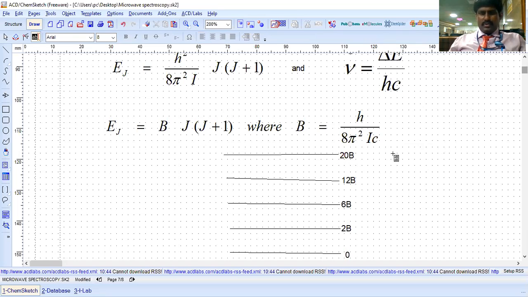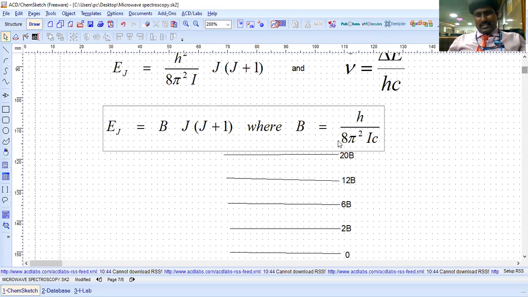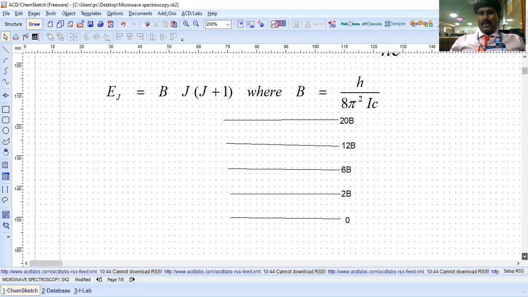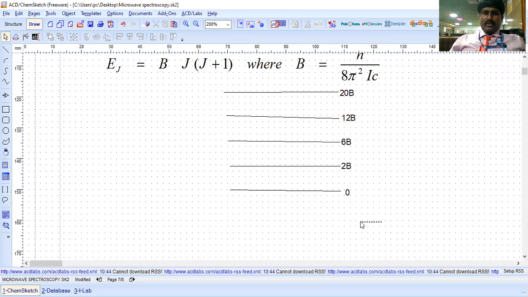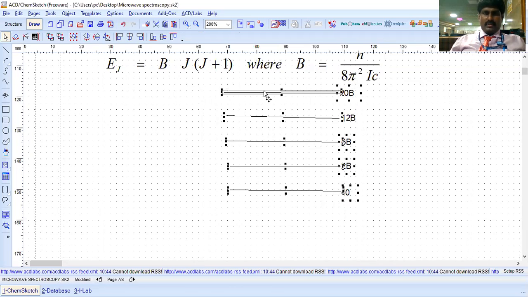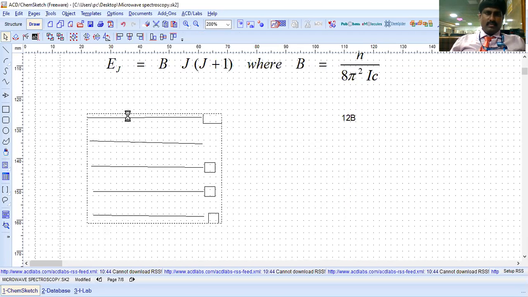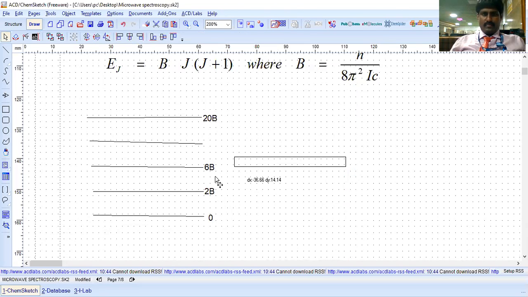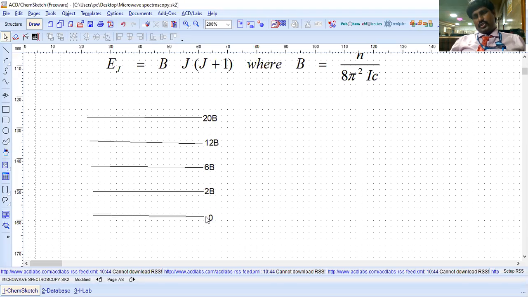Now we have to calculate the J value for the carbon monoxide molecule. So what is del J? The difference between 1 and 0, that is 2B. This is the first rotational transition difference. Del J equal to plus 1. Suppose third and second, what is the difference? 4B.